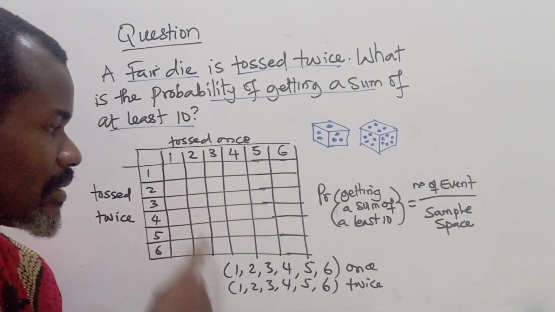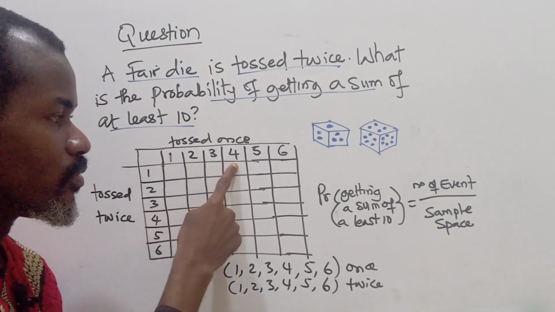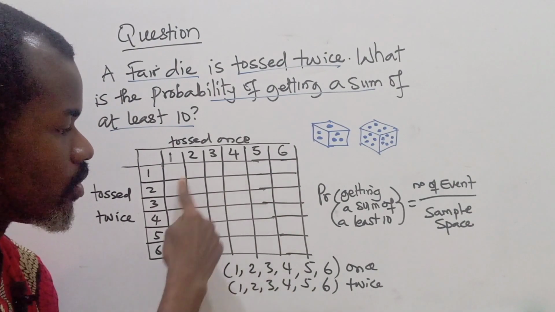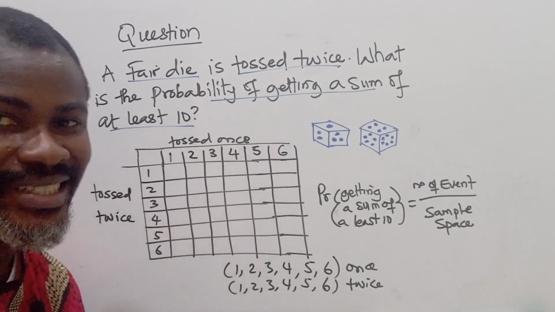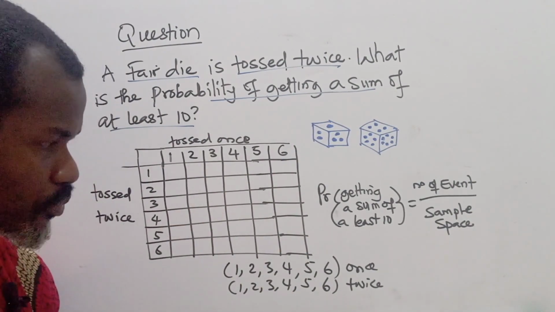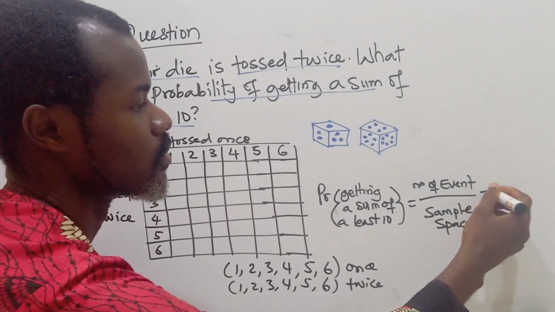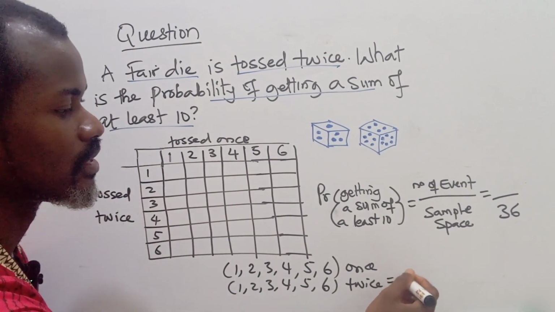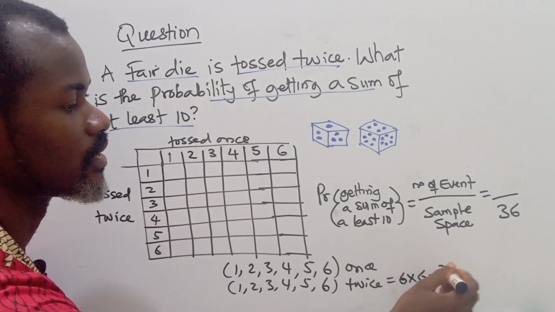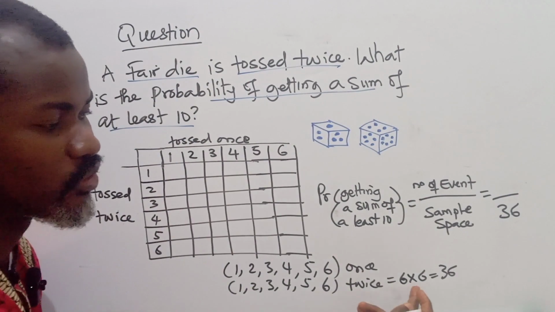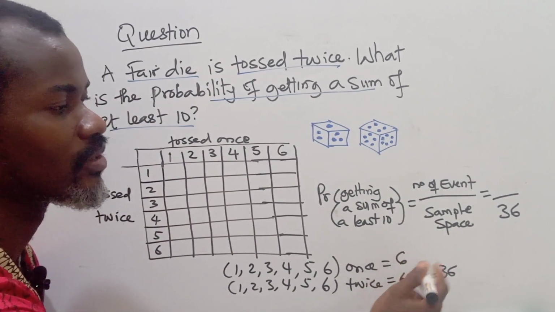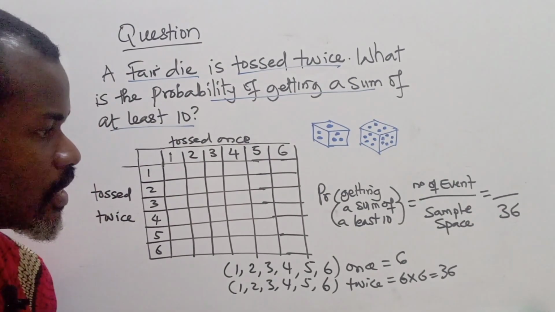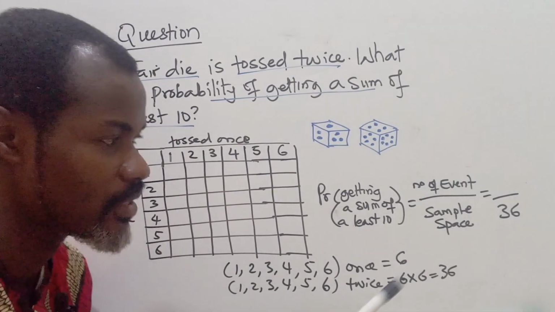Now, the sample space is these openings we have here, 1, 2, 3, 4, 5, 6, 1, 2, 3, 4, 5, 6. If you count all of these openings, it's going to give you 36. So the sample space is 36, which is 6 times 6, or 6 raised to power 2. But for once, we have just 6 as the sample space. So we have to take note of that. Now let's get the number of events.